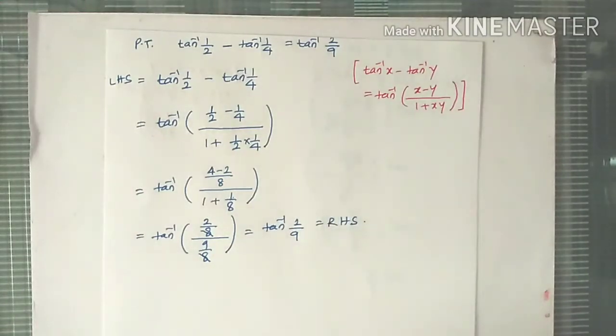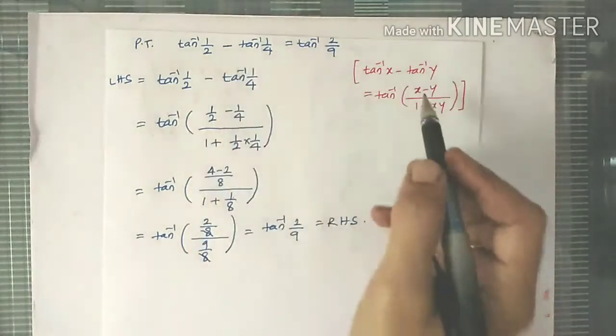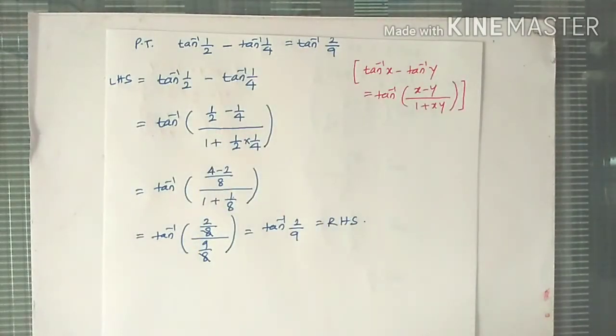So whenever we have a minus sign, we don't have to think about xy. But if it is a plus sign, then we have to check the values of xy. If xy is less than 1, then we have another property, and if xy is greater than 1, the result is different. Okay, let's solve some questions like this.